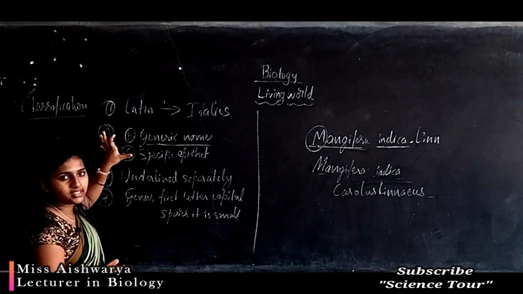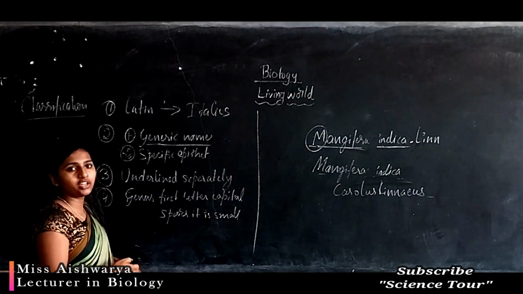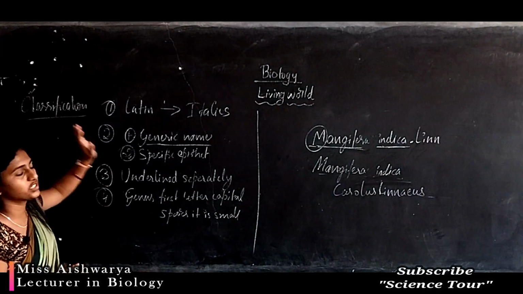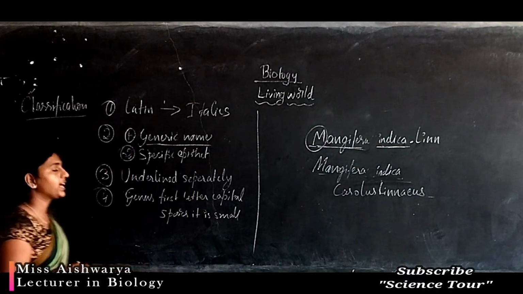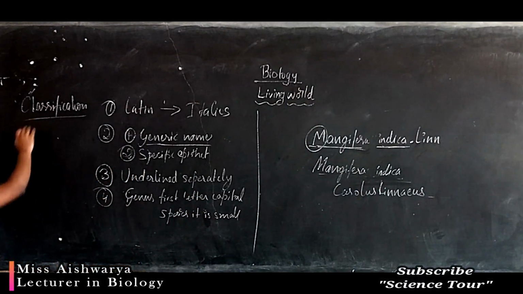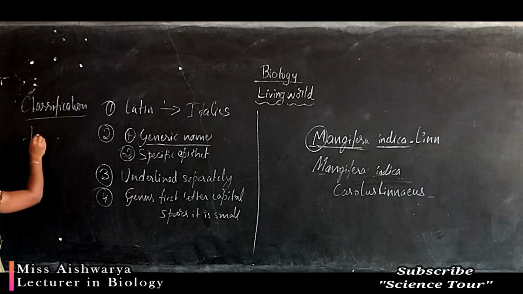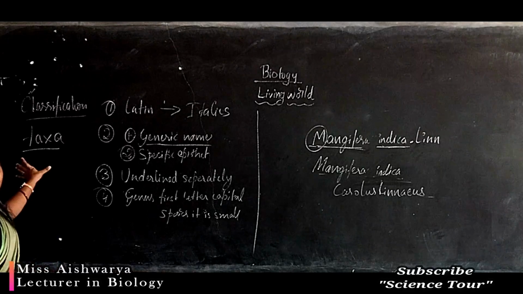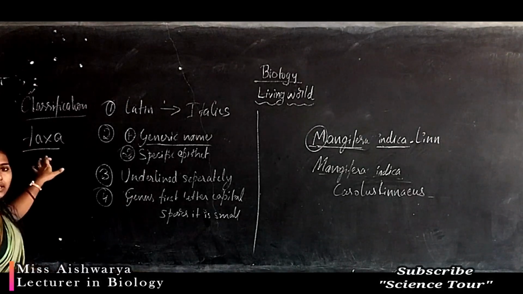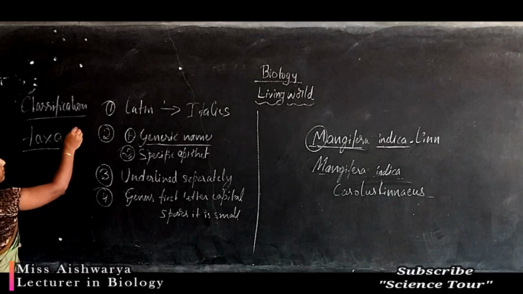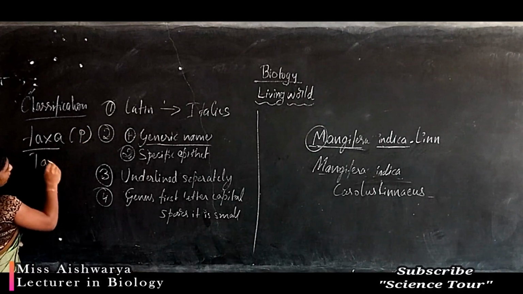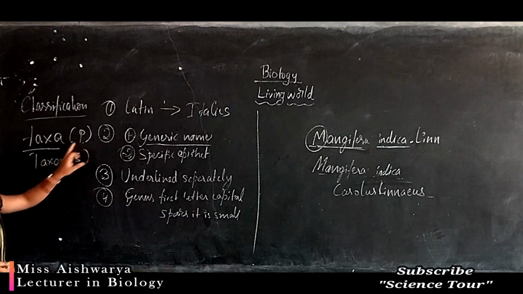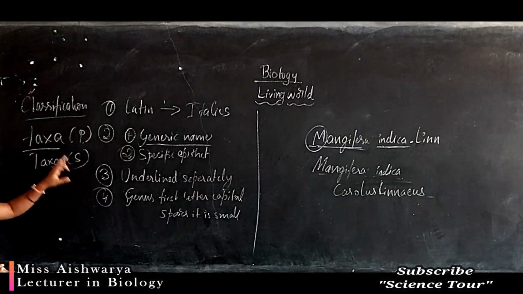Grouping of the organisms is called classification, and each convenient category produced by the classification procedure is scientifically called the unit of classification, or taxa. Taxa is the plural form, taxon is the singular form.